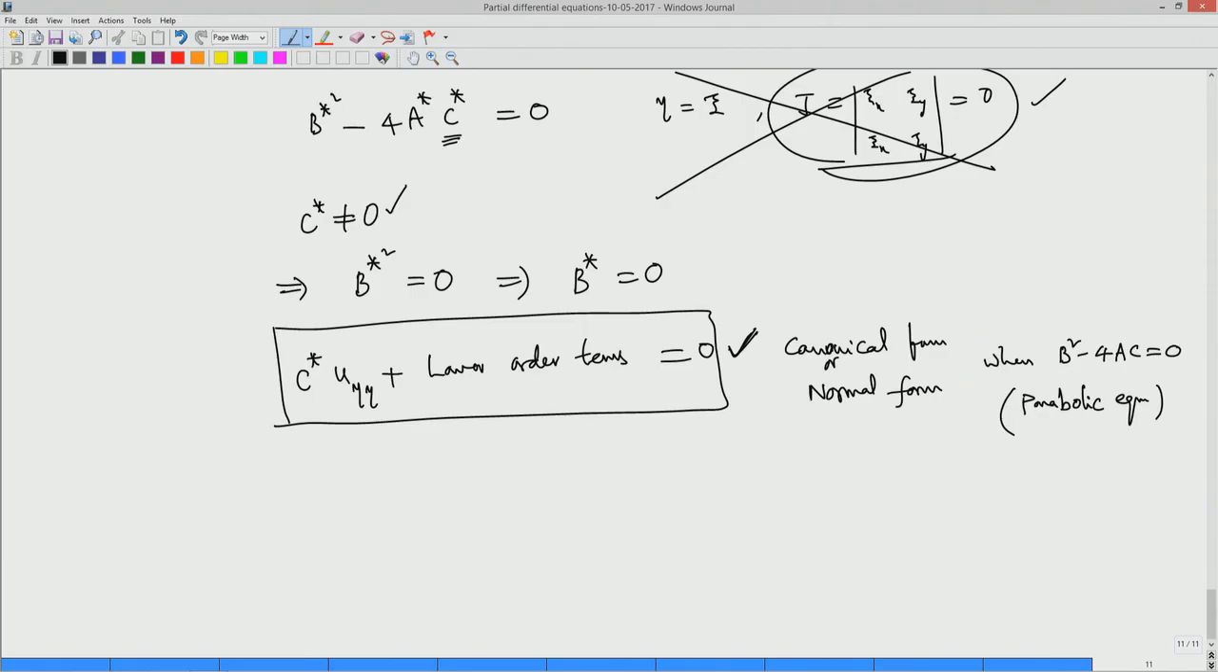If it is 0, you get a canonical form like this. You have to reduce into this type. If it is non-zero, you have to reduce into the earlier form u xi eta. Mixed derivatives, that is a canonical form for hyperbolic or elliptic, and if it is the same variables, u xi xi or u eta eta, then it is the parabolic form. So, that is how it is. We will see exactly what happens when you consider the discriminant is non-zero.